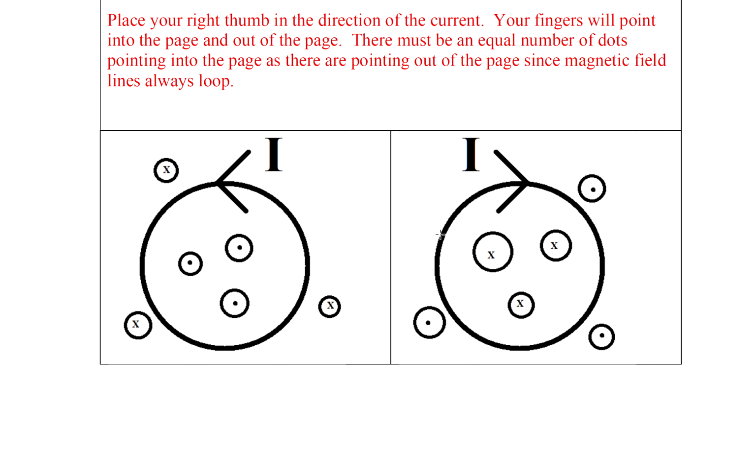So you can see on the bottom left here, my thumb is in the direction of current and I grab the wire. So my fingers go into the page outside of the loop, and they go out of the page inside the loop.